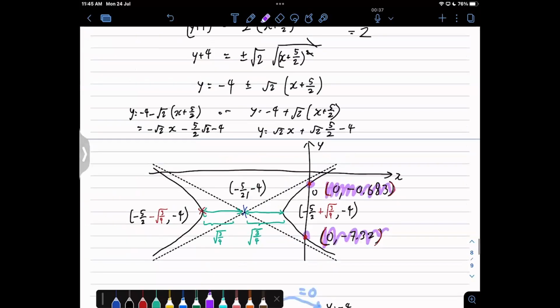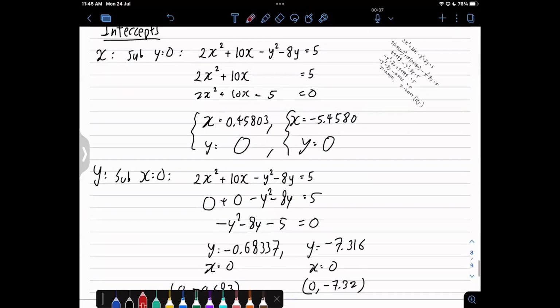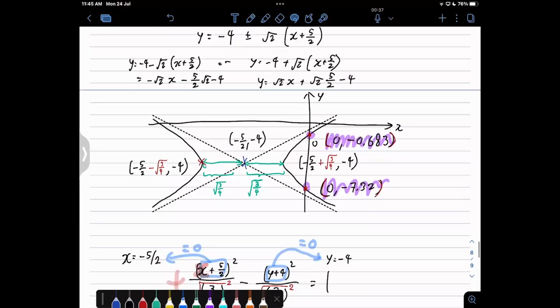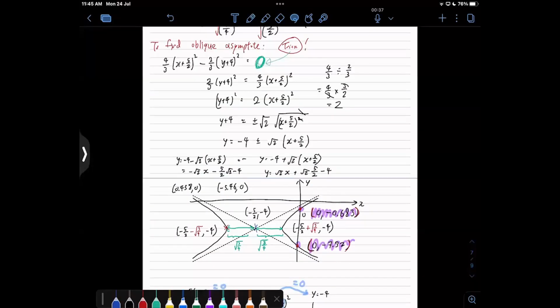Then of course finally, the x-intercepts. So let me just quickly plot it. So 0.458, 0, as well as -5.46, 0. Okay, good. Copy and paste, then I can bring it up here. So this is how you do it manually.